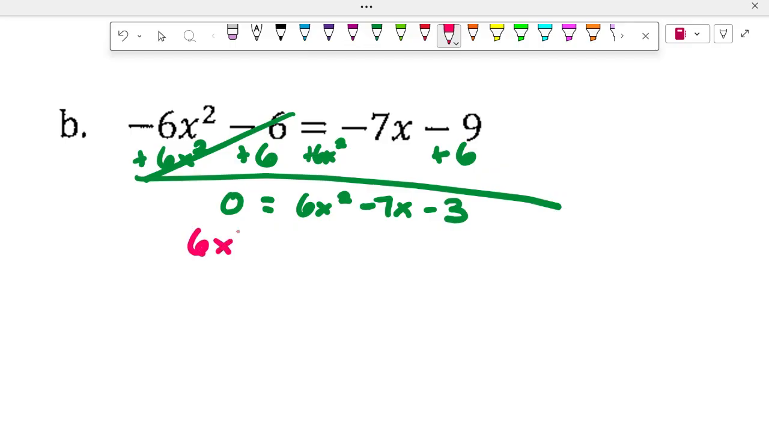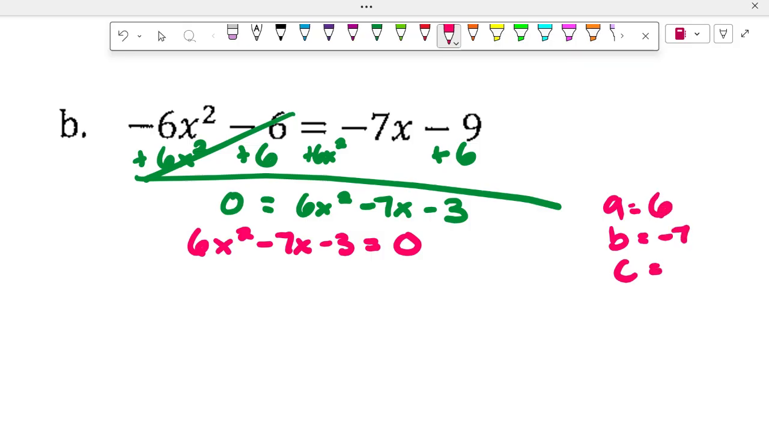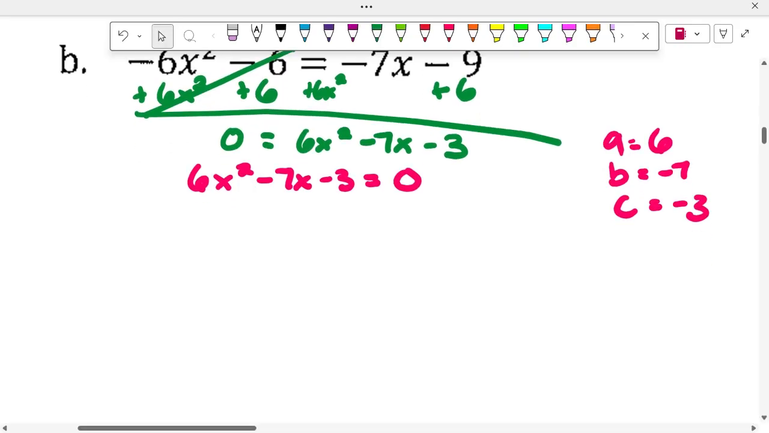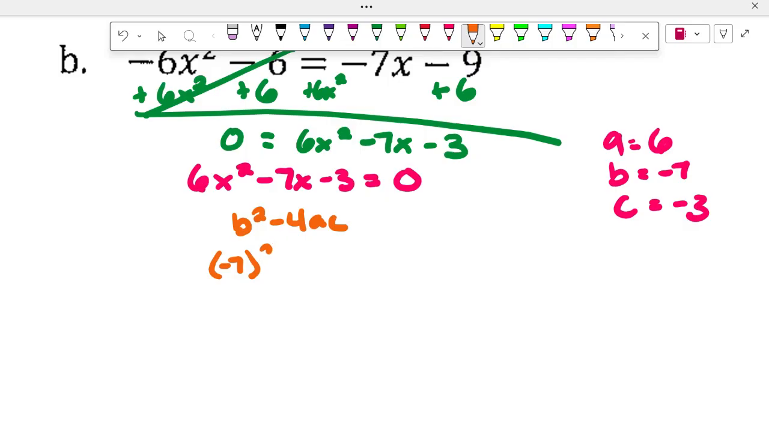Now, just for my peace of mind, I'm going to flip-flop what's around the equal sign, just for consistency's sake. All right, A, B, C, what are they? 6 is A, negative 7 is B, negative 3 is C. Then I want to put in the formula b squared minus 4ac. So I have negative 7 squared minus 4 times 6, which is my A, times negative 3, which is my C.